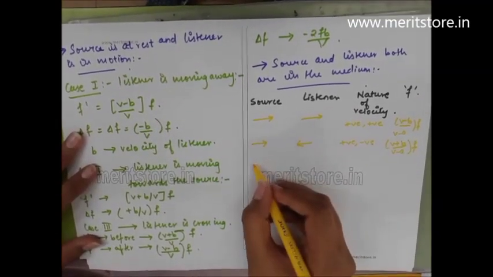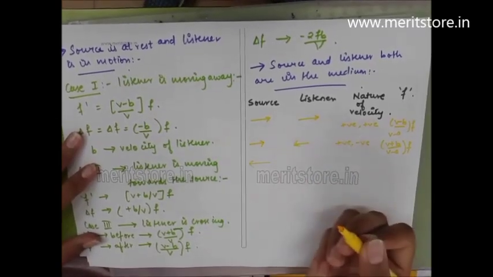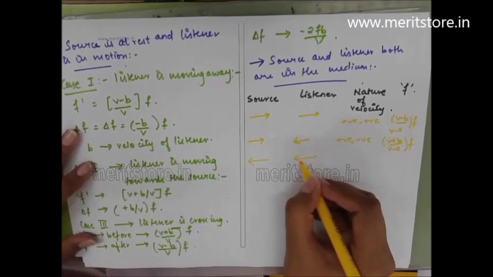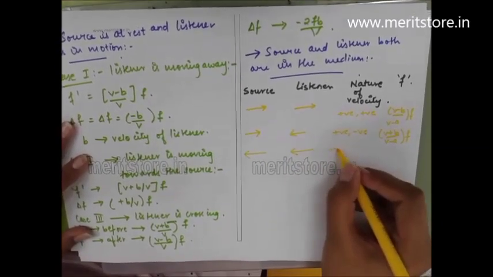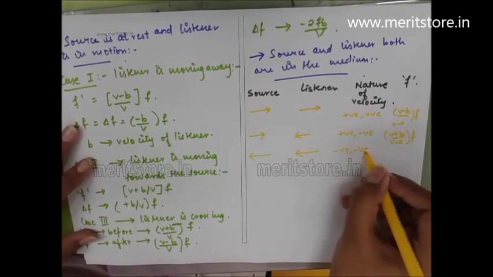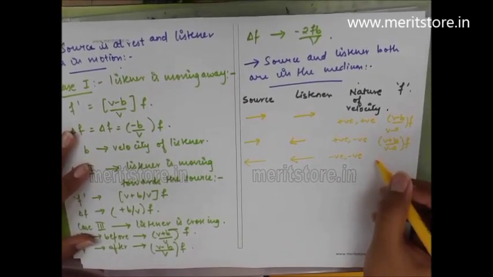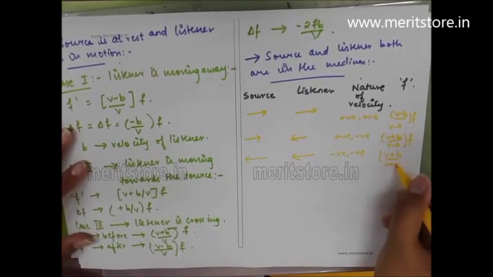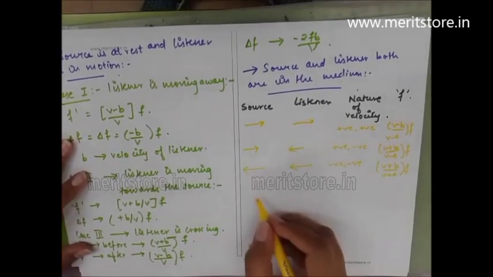Now when the source is moving in this particular direction and the listener is also moving in that direction, the nature of velocity is negative for both, and the apparent frequency is given as (v + b) divided by (v + a) multiplied by f.